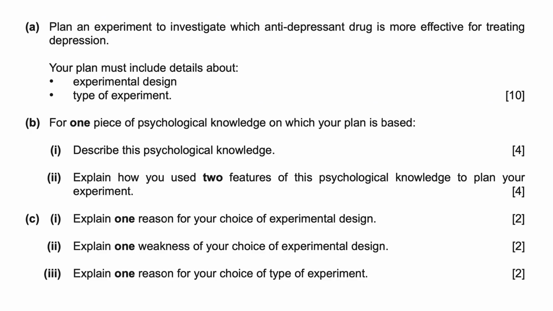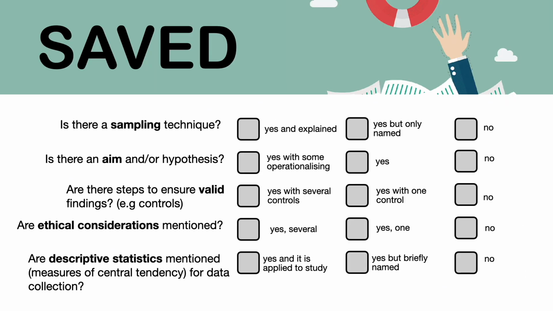Now, they might ask you to design a questionnaire, an interview, an experiment, a case study, etc. Regardless of what they ask, there are common things that are expected of you. So, for example, you should always have a sampling technique. You should always have an aim. Always have ways to measure or to ensure validity. Have ethical considerations, more than one perhaps. Don't just say, I'll give them informed consent and feel like you're done with it.